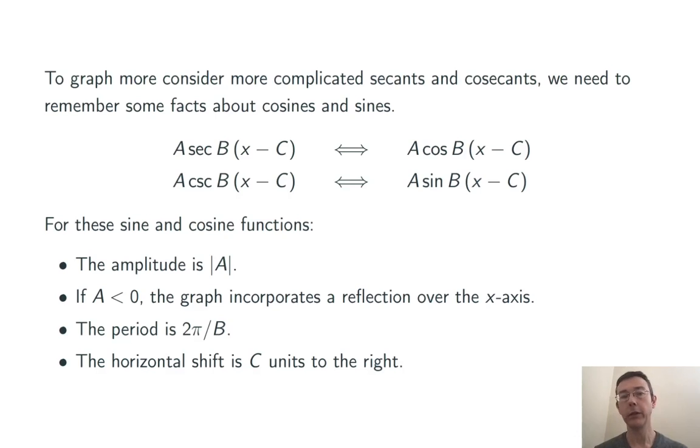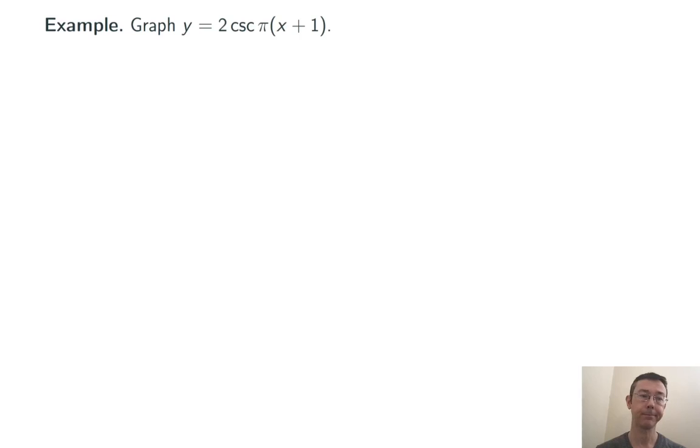Of course, we also need to know what the basic function y equals cosine of x looks like, and what the basic function y equals sine of x looks like. So that's something that you should also review here. Let's do a complicated example. Graph y equals 2 cosecant pi times x plus 1. So first we're going to want to graph y equals 2 sine pi times x plus 1.